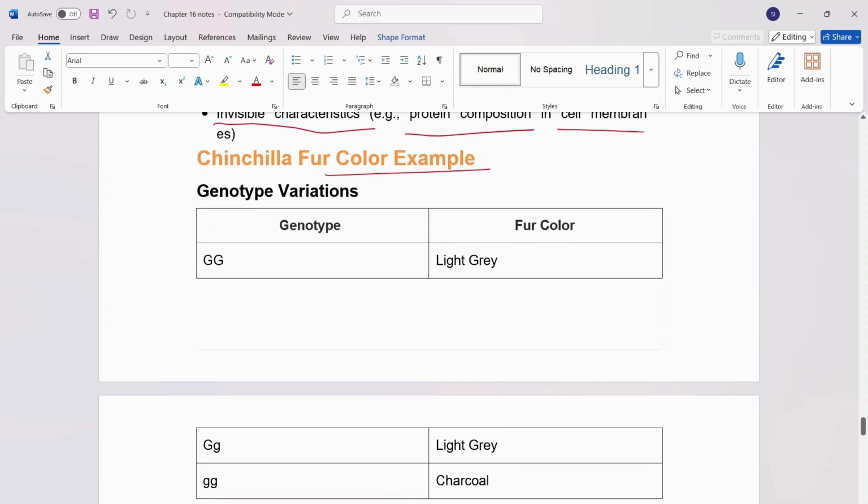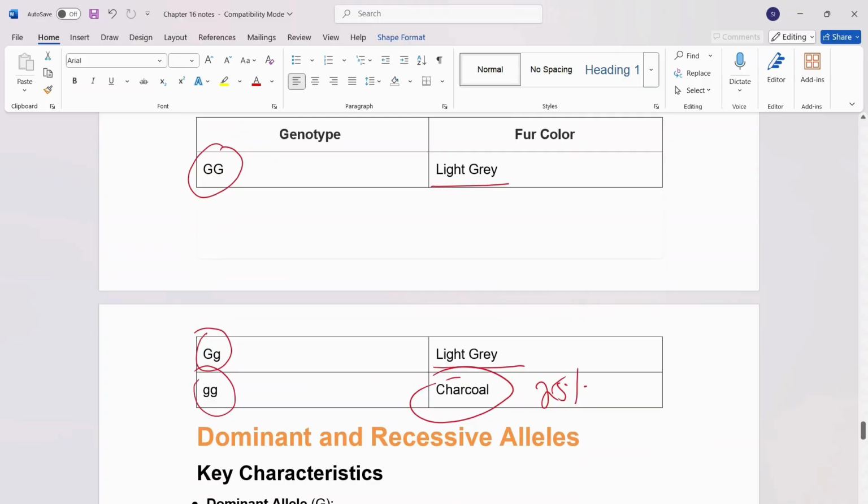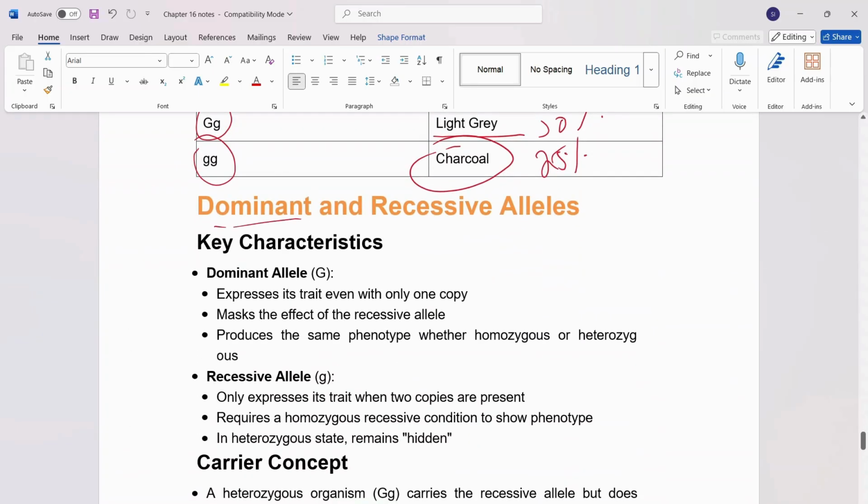Now the chinchilla fur color example. GG is light gray fur, capital G small g is light gray again, small g small g is charcoal. So this is 25%, we remember that we have done this before. This is also 25%, and the remaining is 50%.